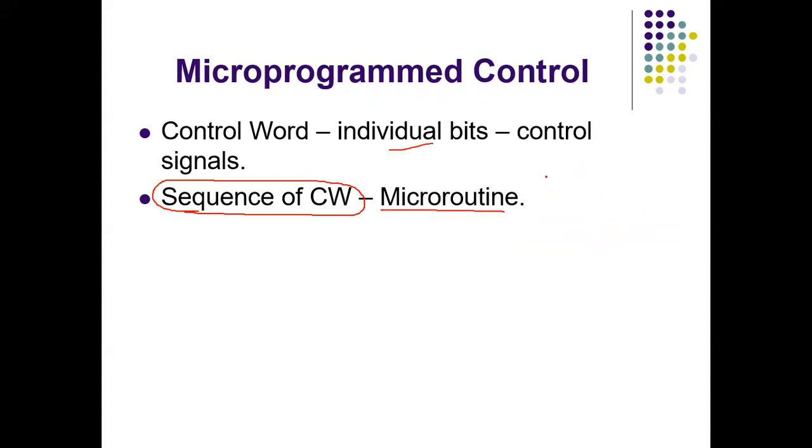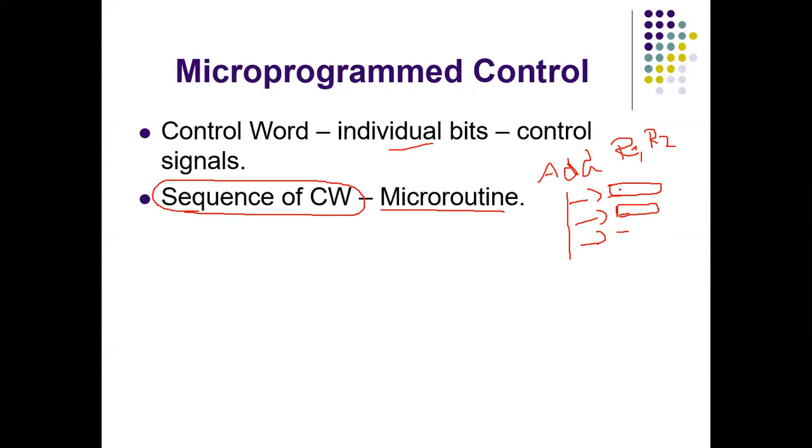If you want to execute any instruction, for example, ADD R1, R2, which will add R1 and R2 and store the result in R2, this may be converted into several small steps. Step one, something to be done. Step two, something should be done. Step three, something should be done. And this should be done in some sequence. Each step in this sequence will be represented by a control word, with a different combination of zeros and ones.